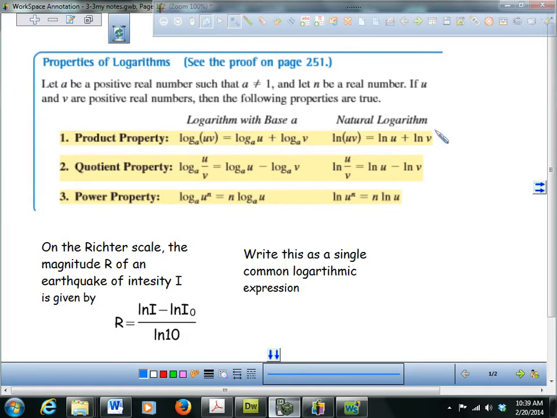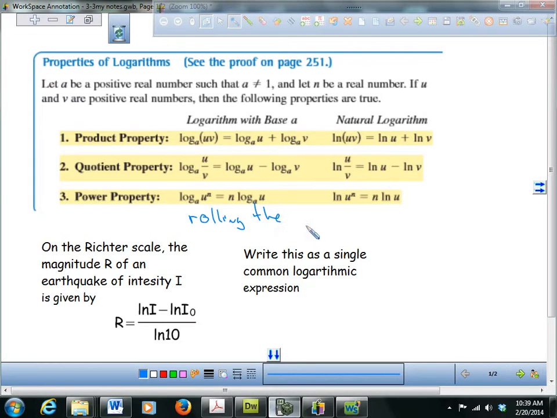And it works the same way for natural logs. Log of u divided by v is equal to what you get when you subtract the individual logs. These are kind of like the rules of exponents, right? And then the power property, which sometimes they call rolling the log. Have you heard of that?